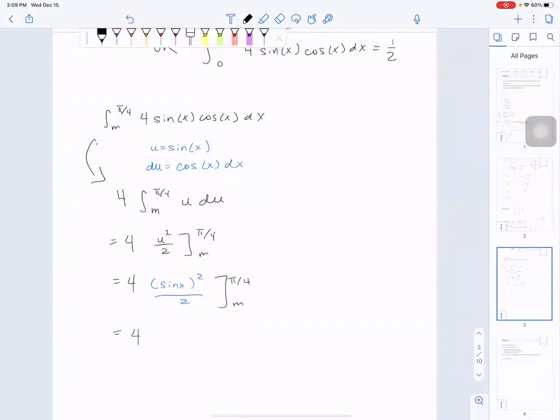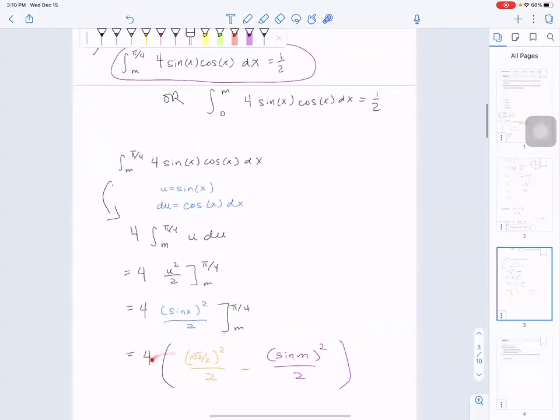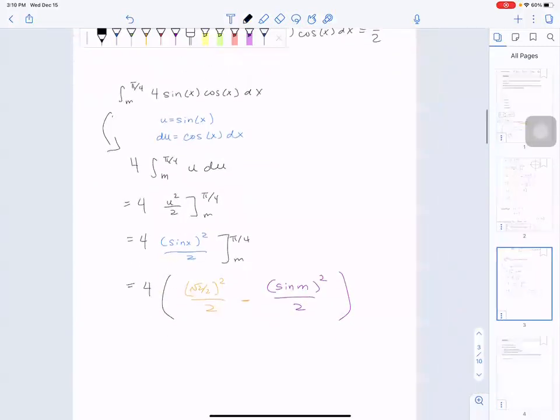And now we can actually plug in these values. What is sine of pi over 4? That's square root 2 over 2, minus plug in m, so sine of m squared over 2. So we found that this integral is this whole thing, and we want to set that equal to 1/2. This is what we want.